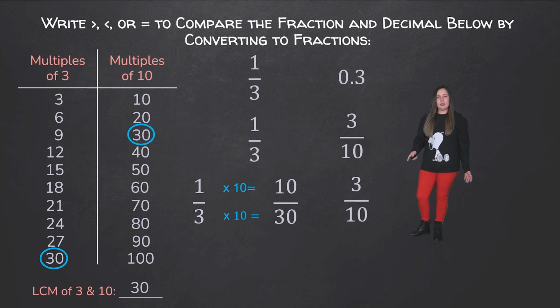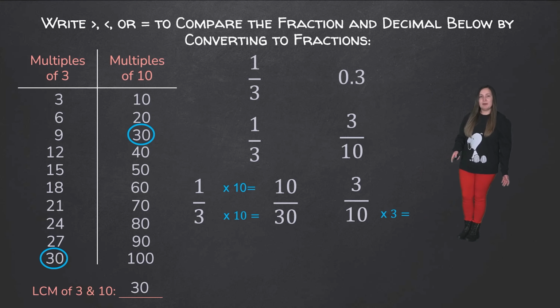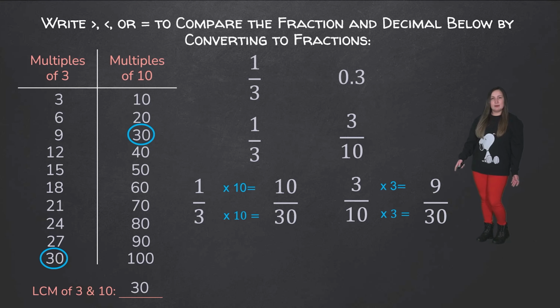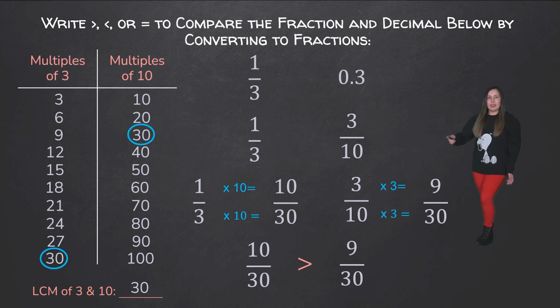Now we're going to take 3 over 10. And in order to get a denominator of 30, we have to multiply 10 times 3. Whatever we do to the denominator, we must do to the numerator. 3 times 3 is 9. 10 times 3 is 30. So now that we have two fractions with the same denominator, 10 over 30 and 9 over 30, we can compare. So 10 over 30 is greater than 9 over 30, meaning that 1/3 is greater than 3/10.